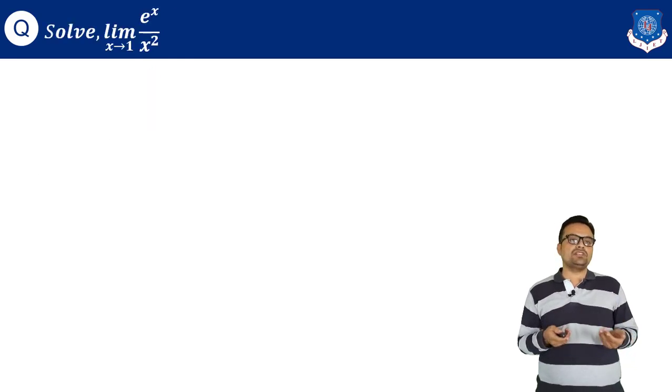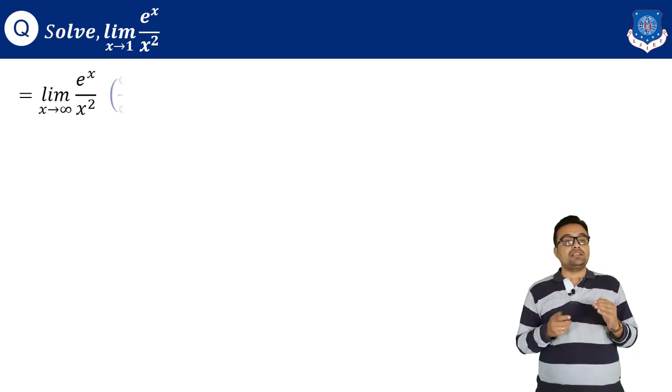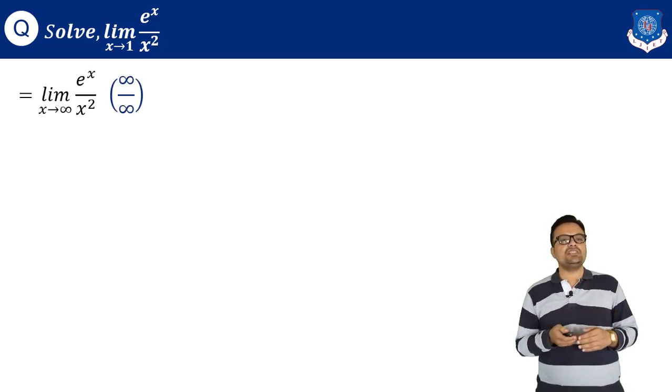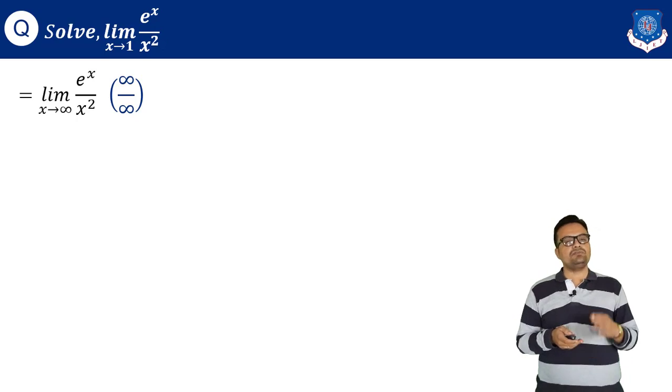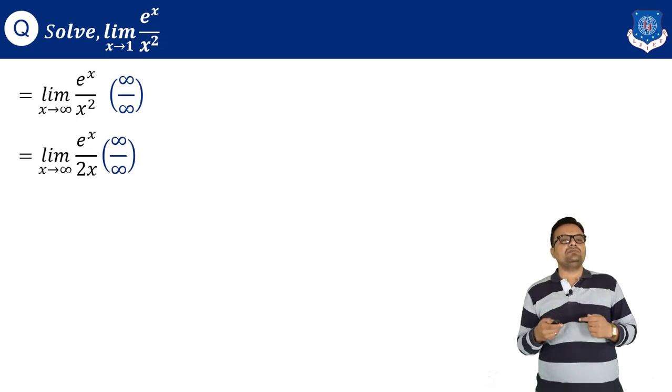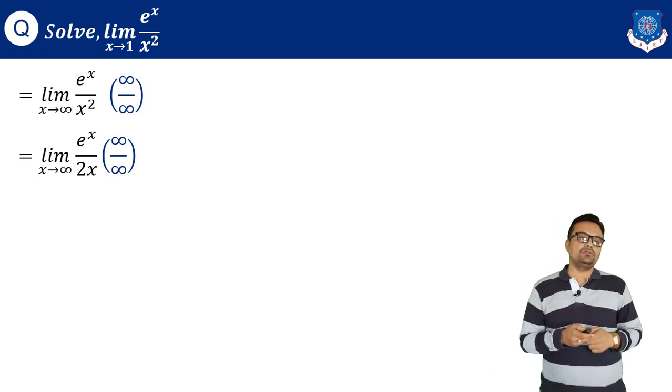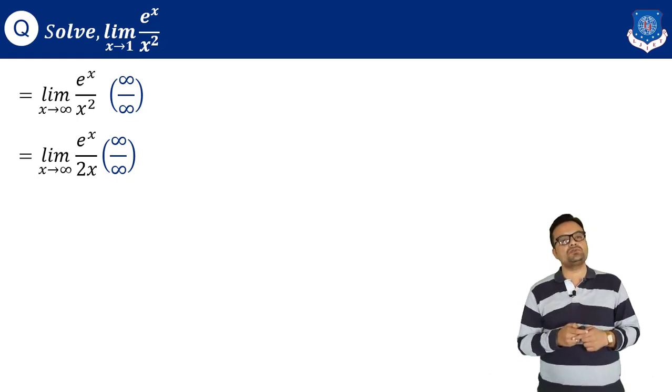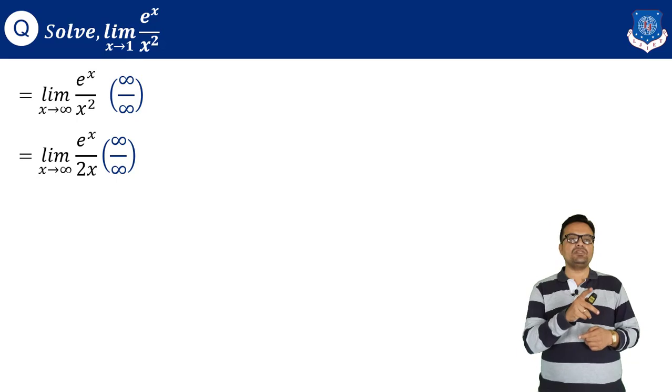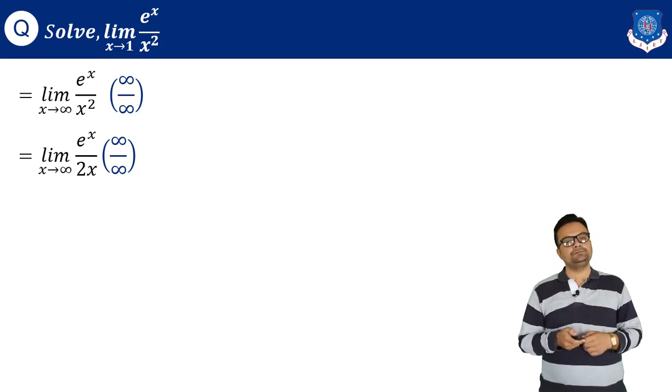Limit x tending to infinity of e raised to x upon x square. So if I take x tending to infinity, the numerator is infinity, the denominator is also infinity. So by taking the infinity by infinity form, we can apply L'Hopital's rule. Taking the derivative of e raised to x, it is e raised to x. Taking the derivative of x square, it is 2x.